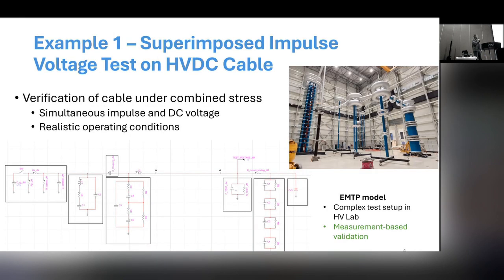in the laboratory. Okay, I will start with the first example, which is related to superimposed impulse voltage test on HVDC cable.